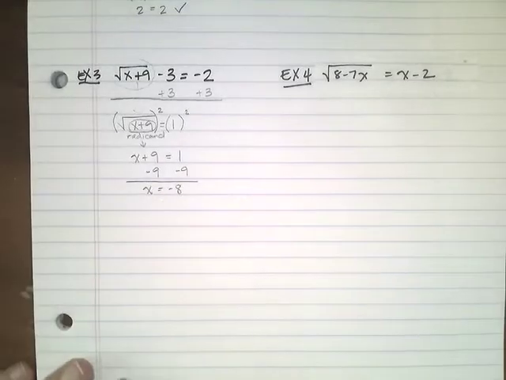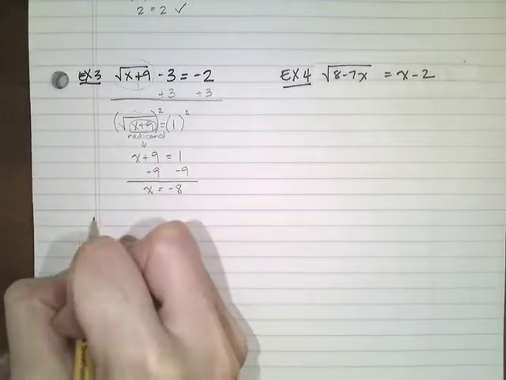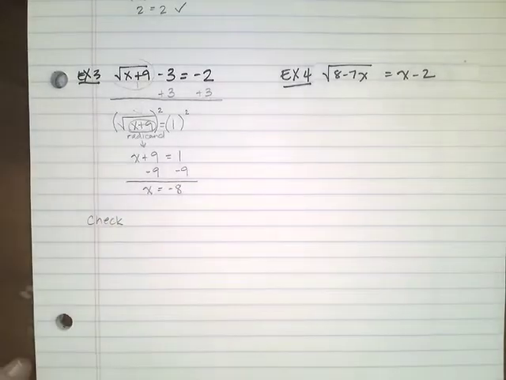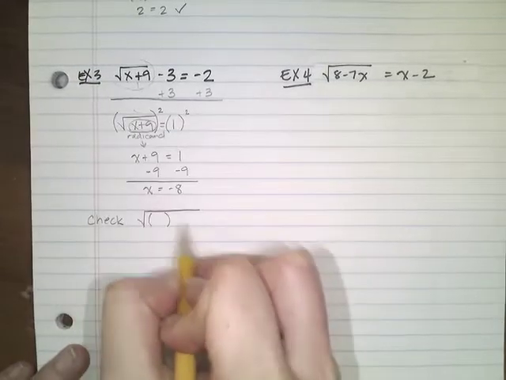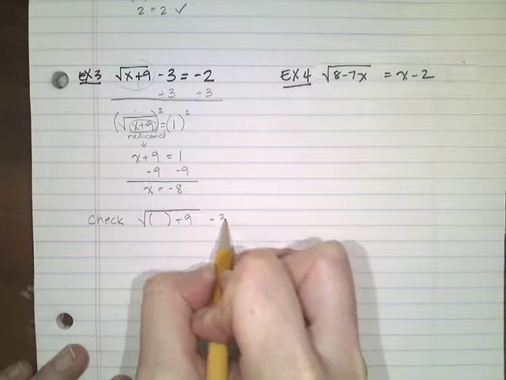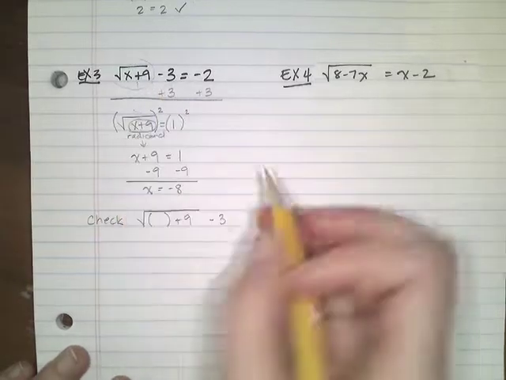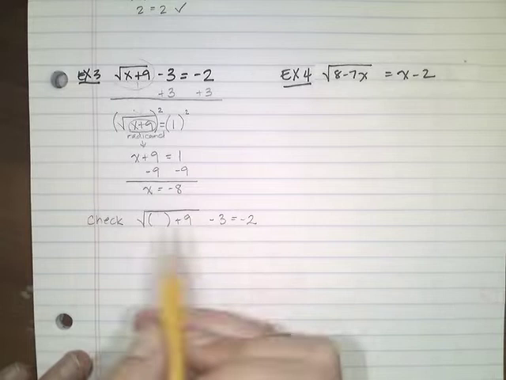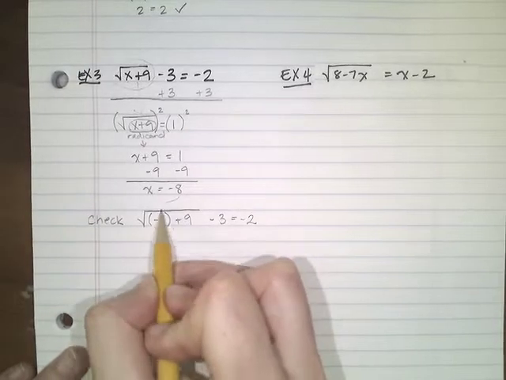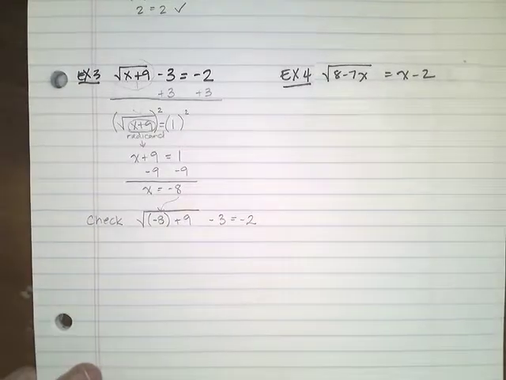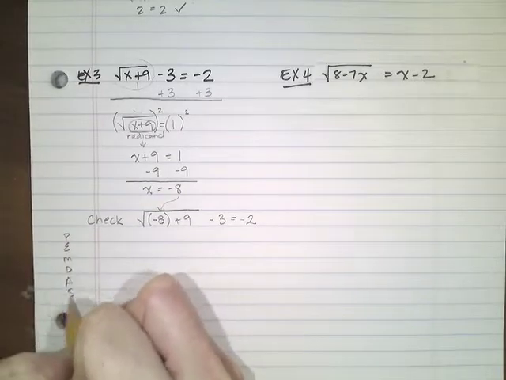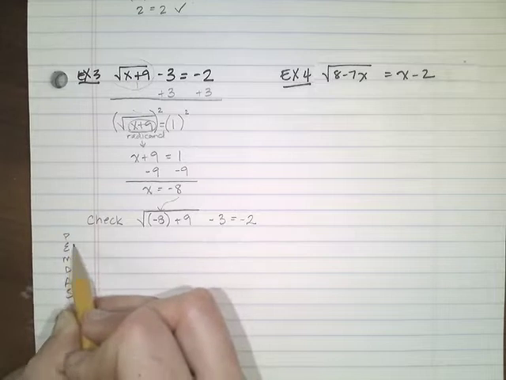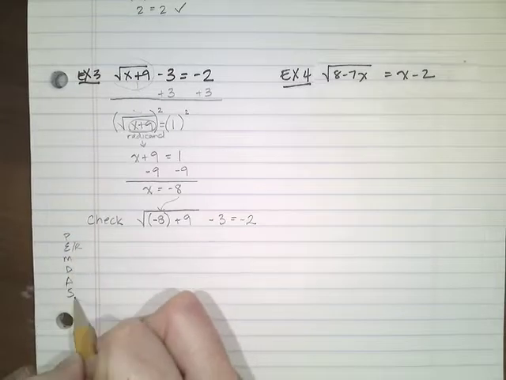Now before I can accept negative 8 as my answer, I must check. I will check both algebraically and graphically to make sure I'm right. Here, I want to sub negative 8 into the original equation, making sure that negative 3 is outside of my radical. Now, negative 8 goes in to where the x was. Don't forget to use your parentheses. So, PEMDAS states parentheses, exponents, and radicals, multiply, divide, add, subtract.